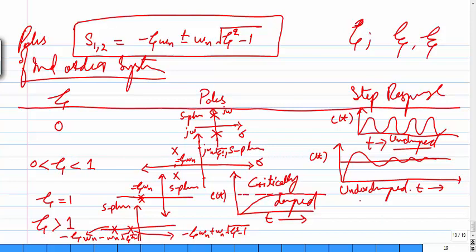If I look at the response, this is the response I can get, the overdamped response. It tries to reach 1. It starts from here, this is C of t, and t tends to infinity. So this is the response. These are the behaviors that we can get with different values of zeta.